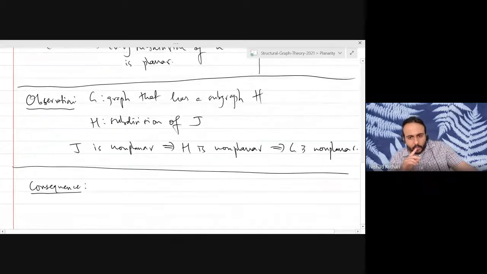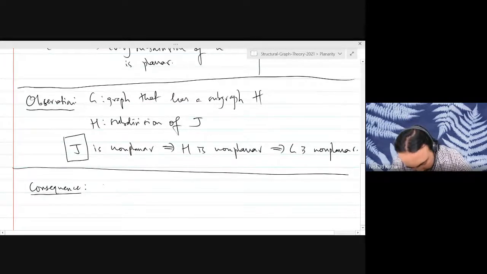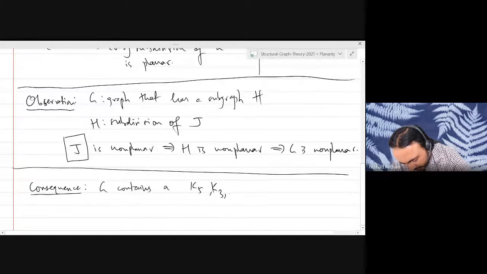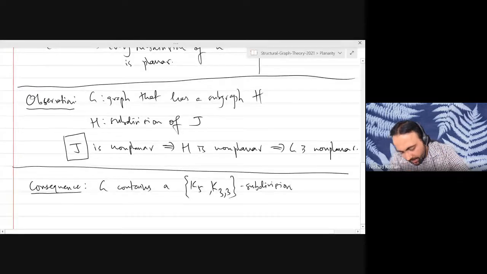So we know two non-planar graphs at this point. One is K5, which we proved. The other is K33, that you will be proving as a do-it-yourself exercise. So what happens if we take J to be K5 or K33 in this observation? Let's say G contains a K5 or K33 subdivision as a subgraph.